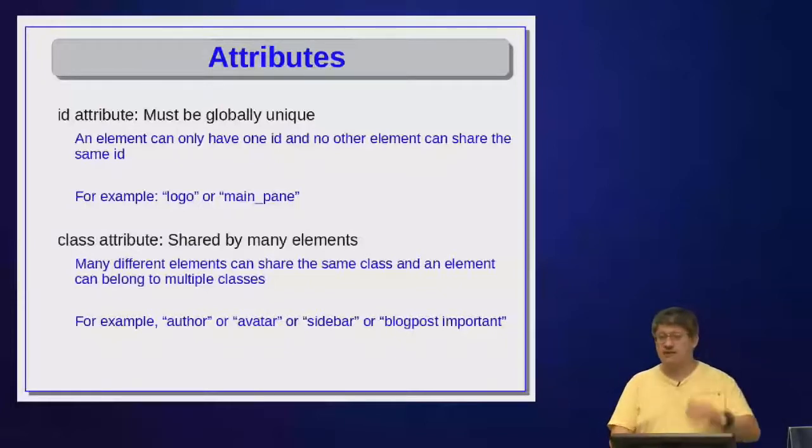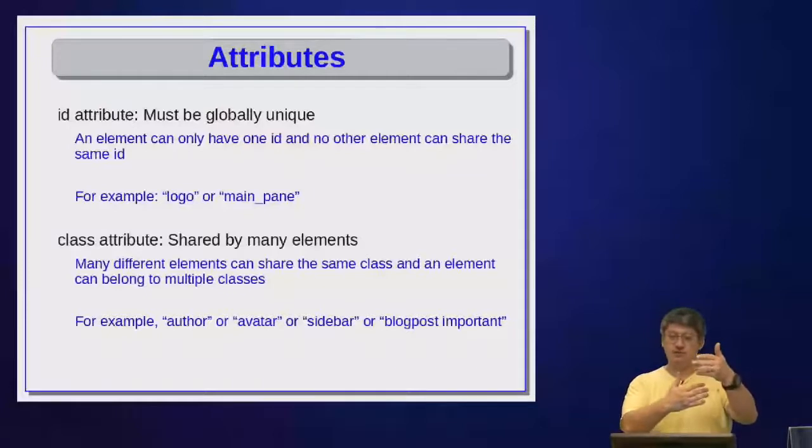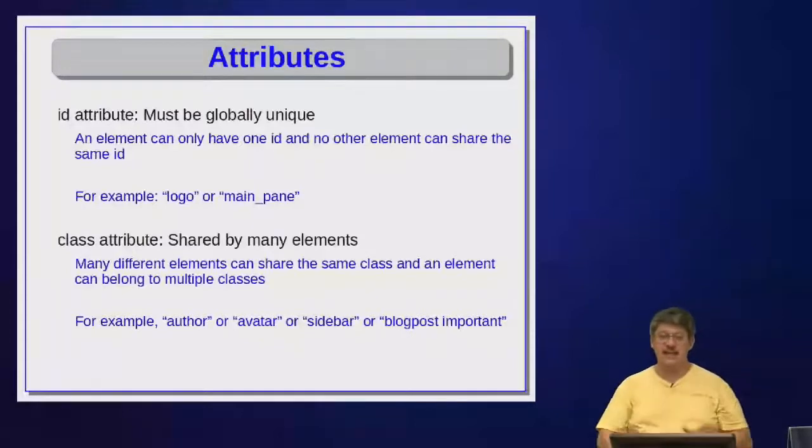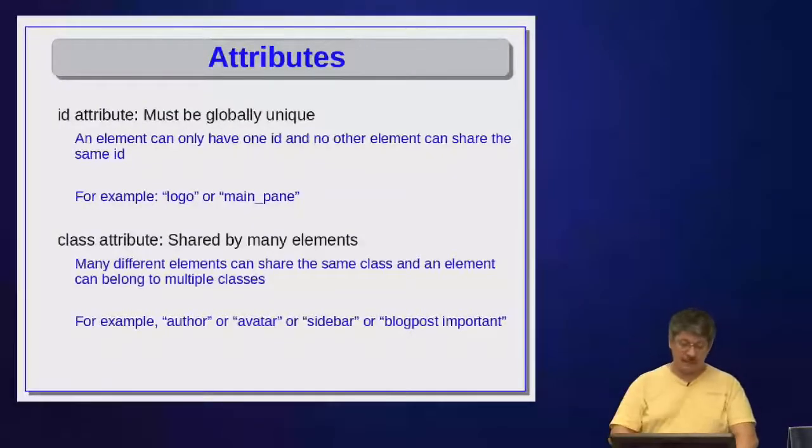That doesn't mean that you can have a paragraph with that ID and also a list with that ID. You can't have two things with the same ID at all. Only one thing in the page can have that ID. This is useful for something that only appears once in a page, like a logo, or sometimes you might have a content pane, a main pane. And you're not going to have two of those, but you might have one. So you could set the ID attribute to identify that one thing.